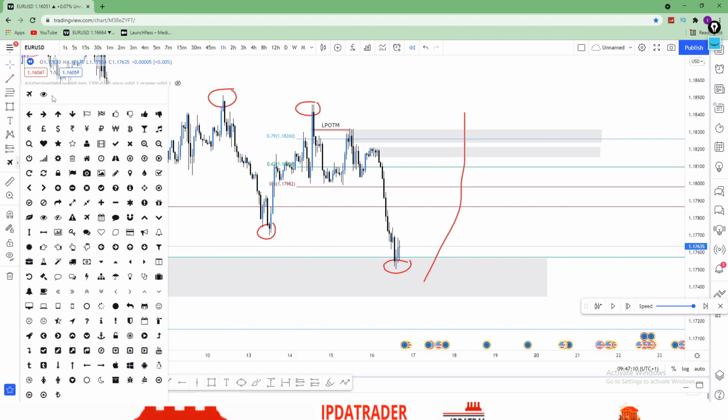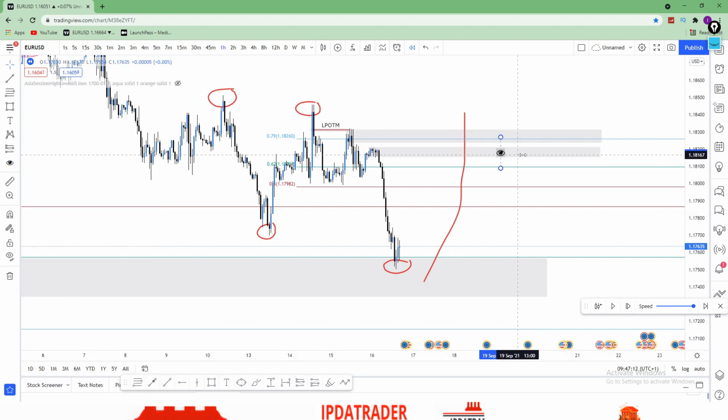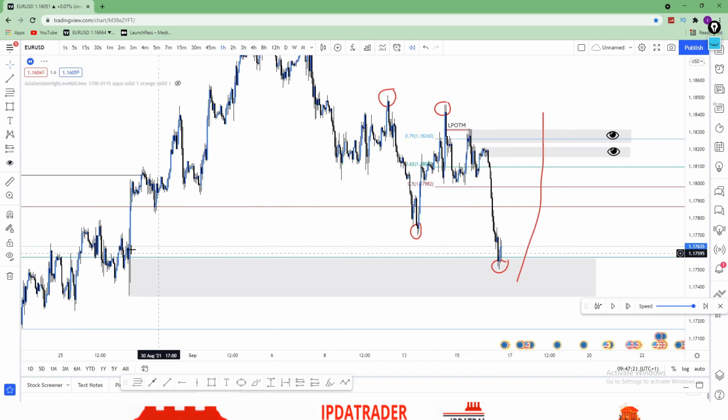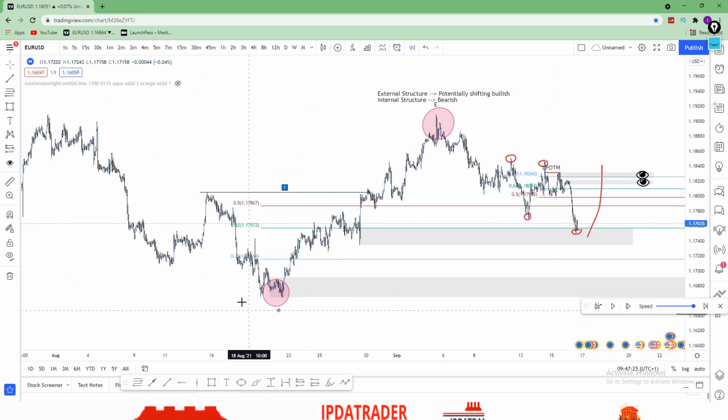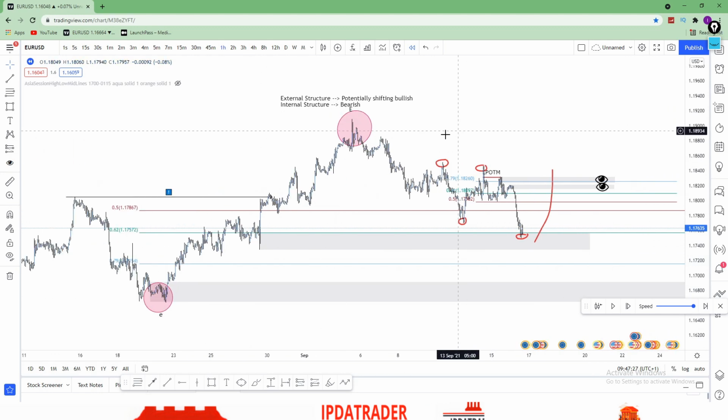I would then place this emoji over here for reference, right? So I know I would just want to be selling over here, and I want to be selling over here. And I may potentially want to be buying over here, right? Because if we still look at the external structure, we just made a new high, and the internal is going to shift bearish until the external pressure kicks back in, and then we may continue higher.